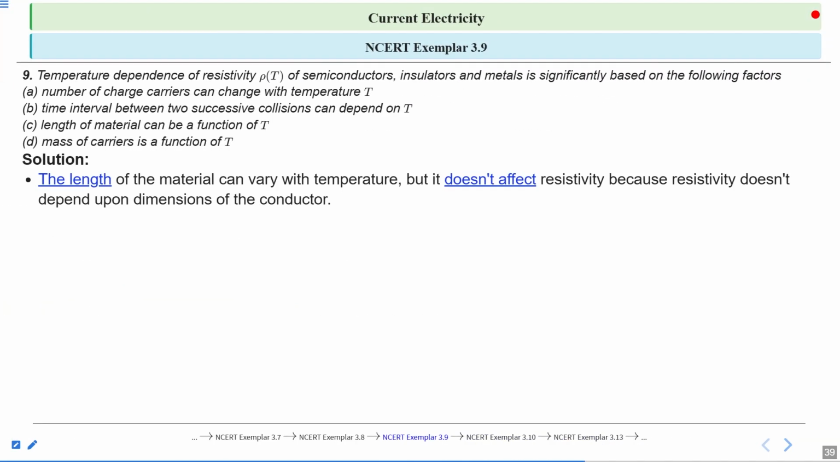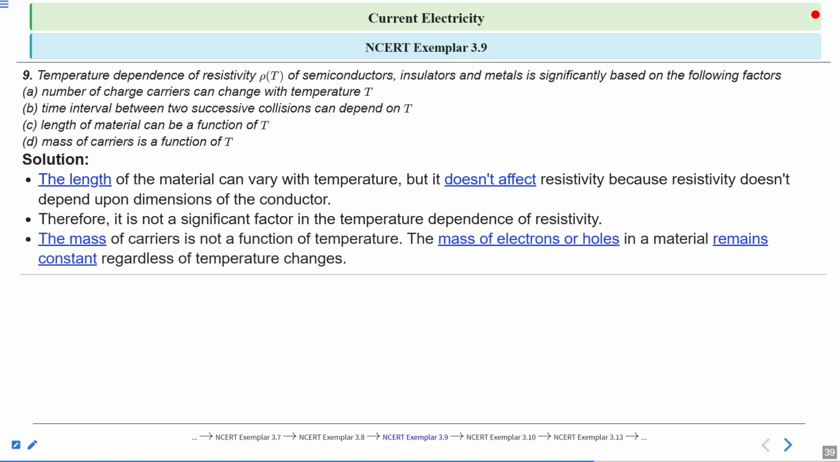The length of material can vary with temperature, but it does not affect resistivity because resistivity doesn't depend on the dimensions of the conductor. You have studied in thermal properties of matter in 11th class that length can be changed by increasing the temperature. But because resistivity is a material property, it doesn't depend upon the dimensions of the conductor. So the increase in length will not affect the resistivity. Therefore, it is not a significant factor in the temperature dependence of resistivity.